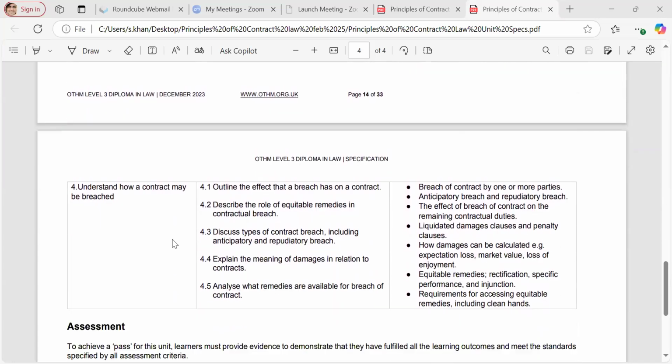Then we'll finally go on to learning outcome 4, which is to understand how a contract may be breached. And we'll look at 4.1, which is to outline the effect that a breach has on a contract.